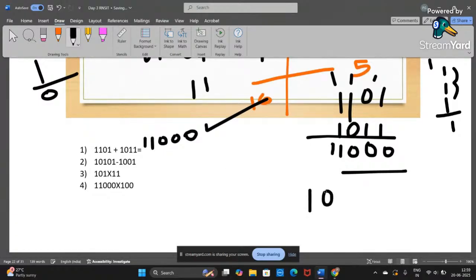Now 10101 minus 1001. In this we have only 5 digits, in this we have 4 digits.